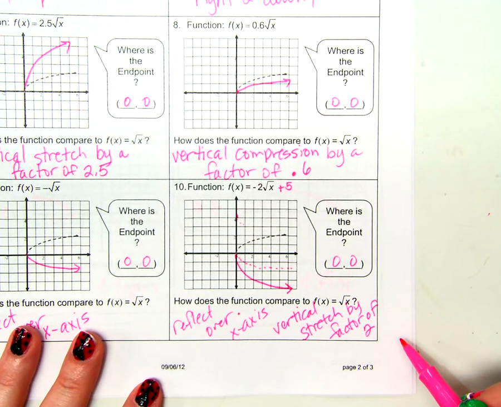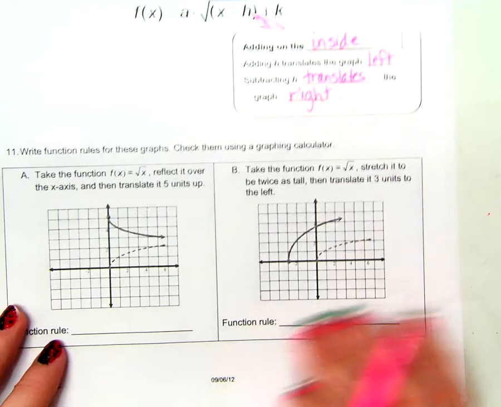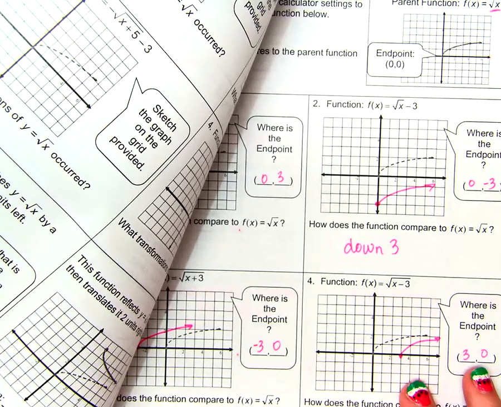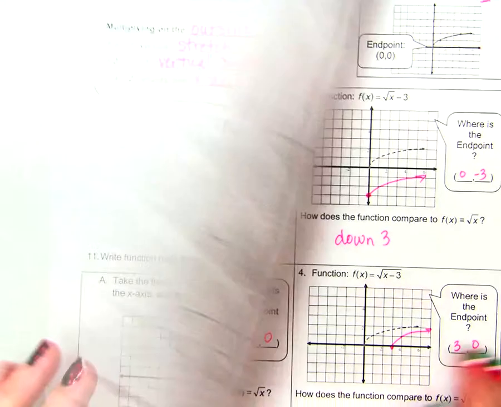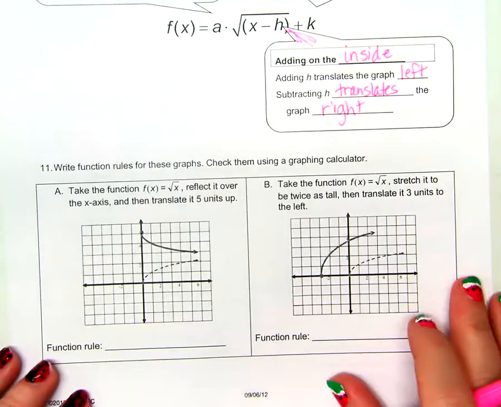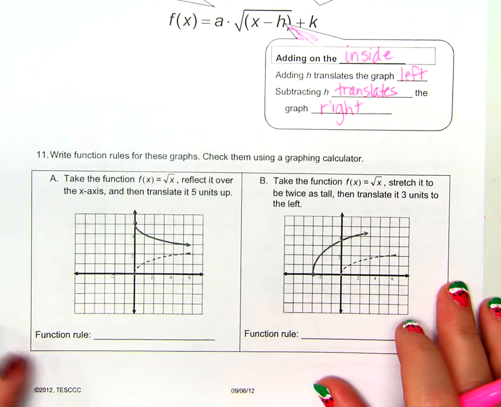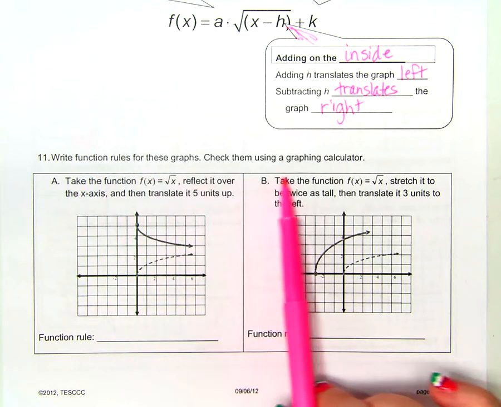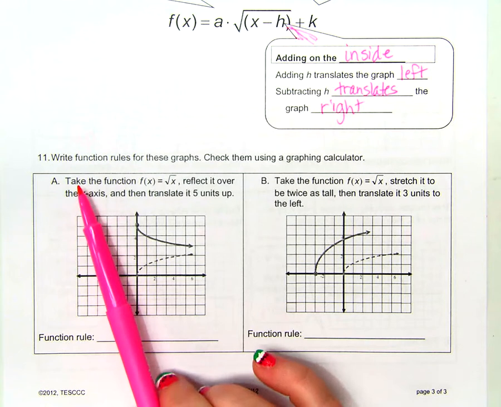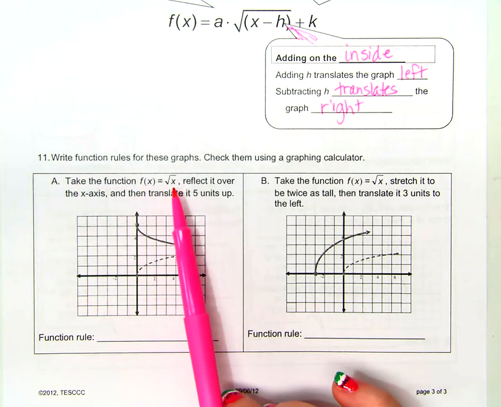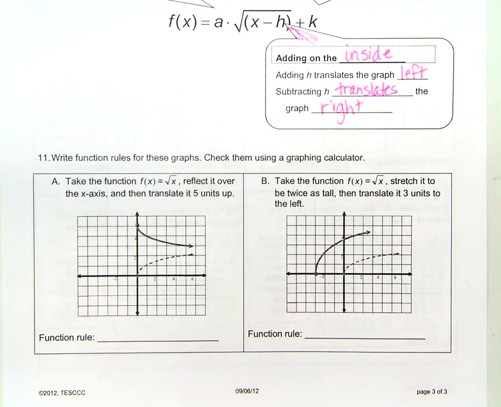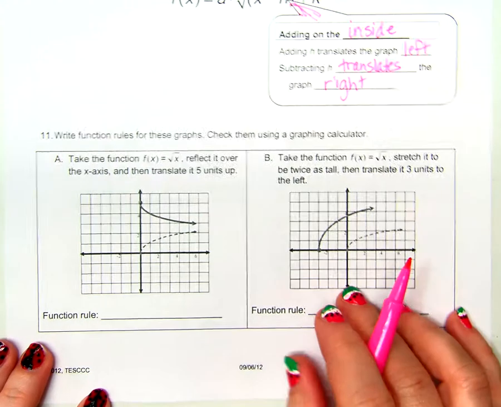Fair enough? Okay? All right, so go back to number 11, A and B. We'll do these really quickly. And for the record, your homework is the back. 1 through 6 on the back. Okay? Again, these are not difficult. I'm just talking you through them just to get that reminder in your head. Okay? Write the function rules for these graphs. Check them using a graphing calculator. Take the function f of x equals the square root of x, reflect it over the x-axis, and then translate it up 5. So what is that function rule going to look like?